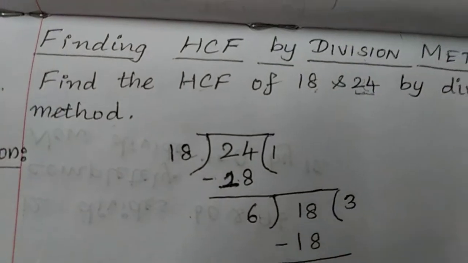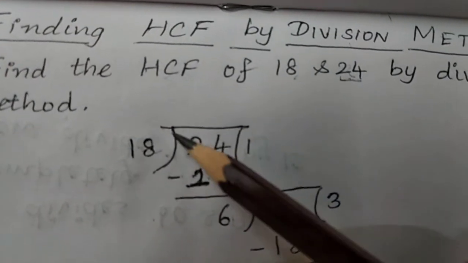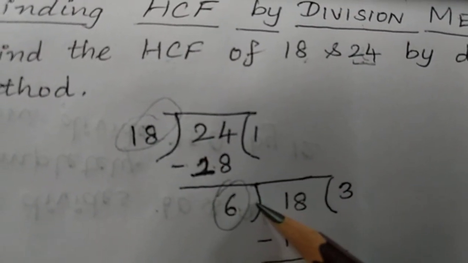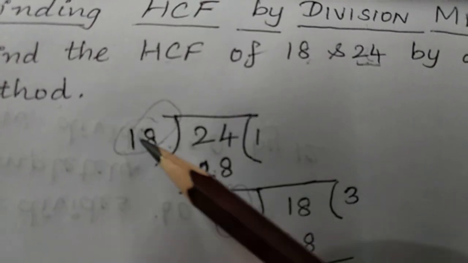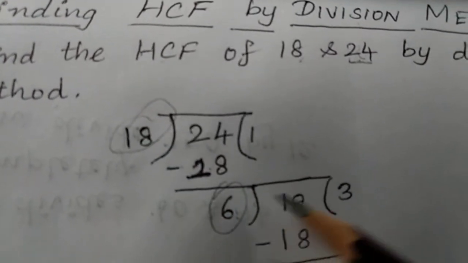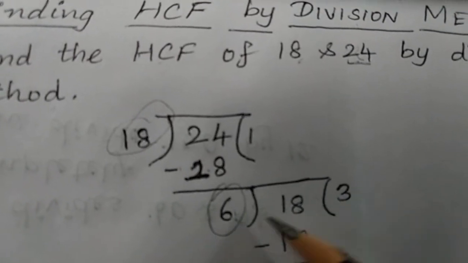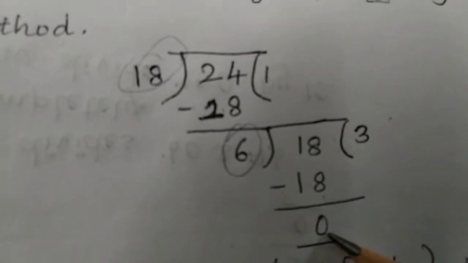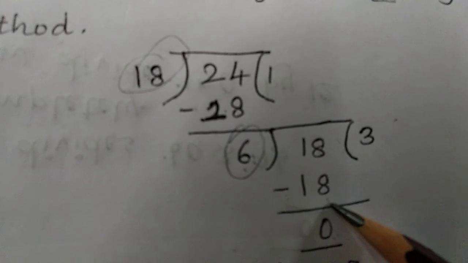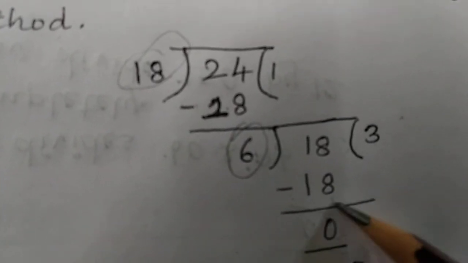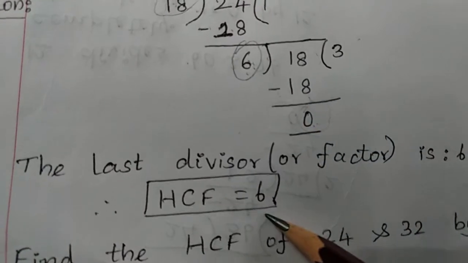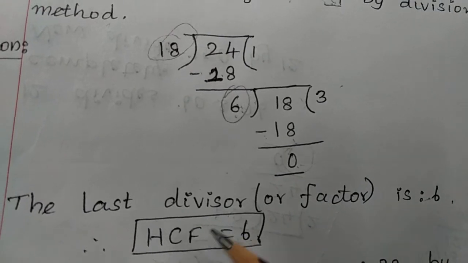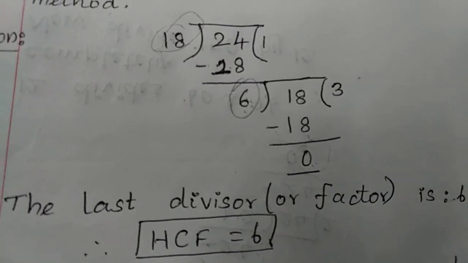Now look at the divisors. 18 and 6 are the divisors. In these two divisors, 18 is the biggest, 6 is the smallest. Now divide 18 by 6. 18 by 6. 6 3s are 18. On subtracting you get 0. So 6 is the last divisor which divides without any remainder or which divides with the remainder 0. So 6 is the highest common factor. The last divisor or factor is 6. So HCF is 6. It's very easy, no?